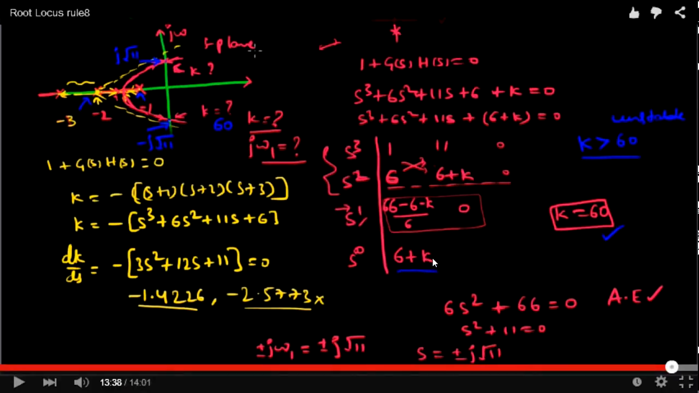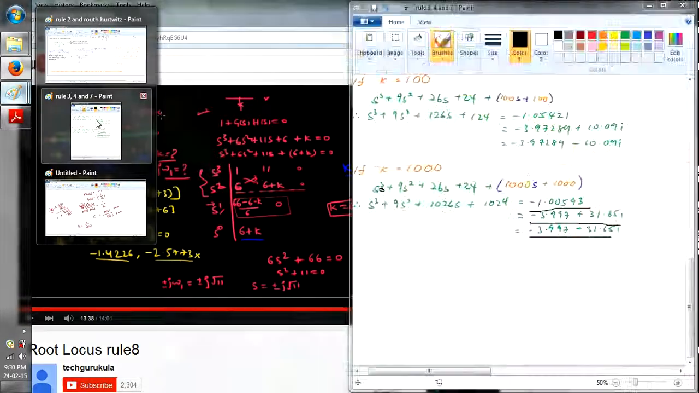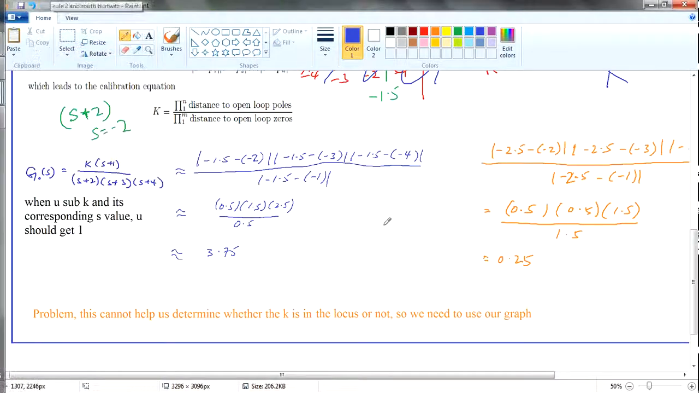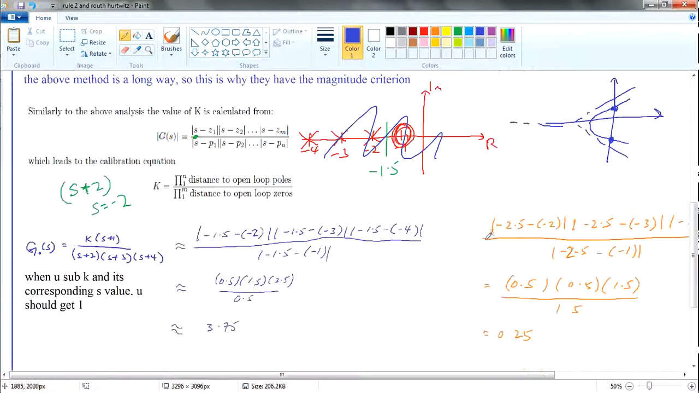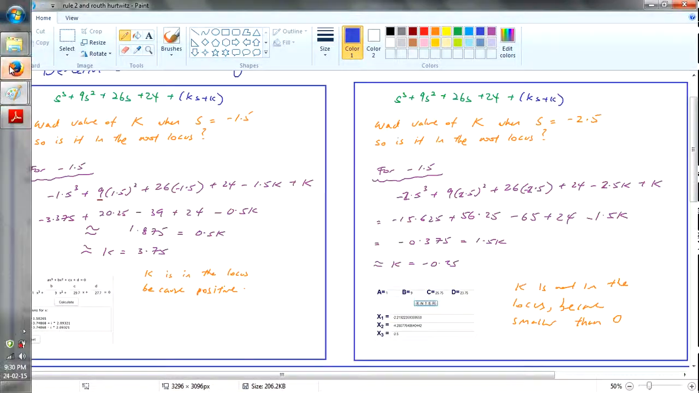Because k cannot be negative, right? So k always has to be larger than 0, right? This also explains why, at the very first part, I explained that when you see k equals minus 0.25, you know it's not in the root locus anymore, right? So these are the things.